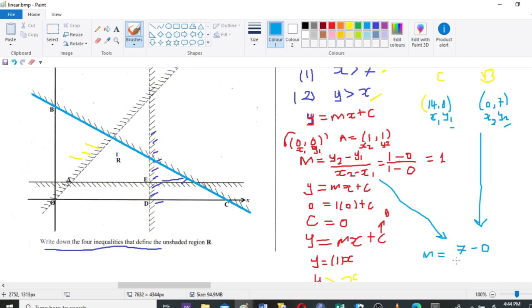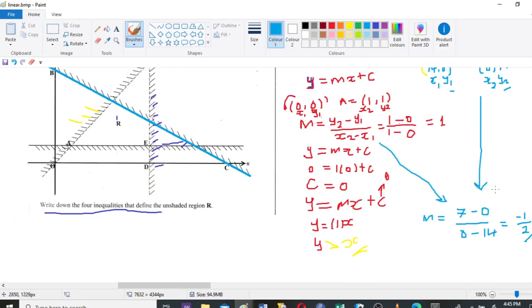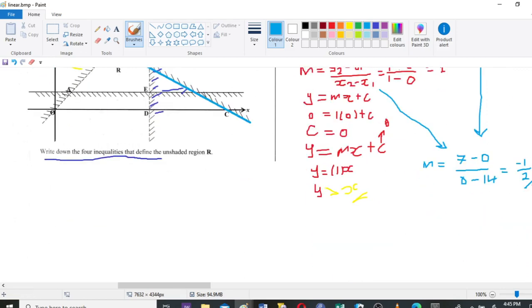Divide by your x2, which is 0, minus 14 as your x1, and this is giving you -1 over 2. So this is the value you are getting for your m, as your gradient.